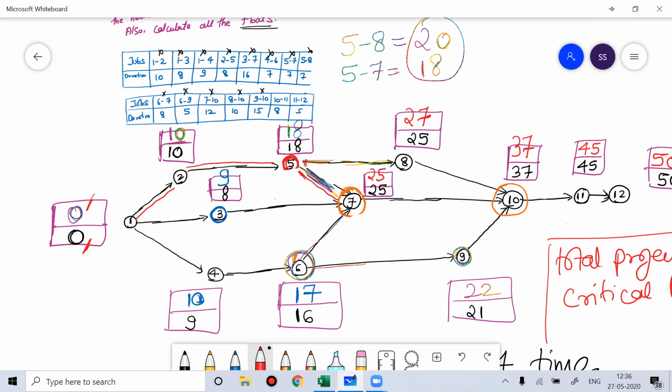Then you see 37. So it is a component of critical path. Then you can see 45. It is a component of critical path. Then you can see 50. It is a component of critical path.